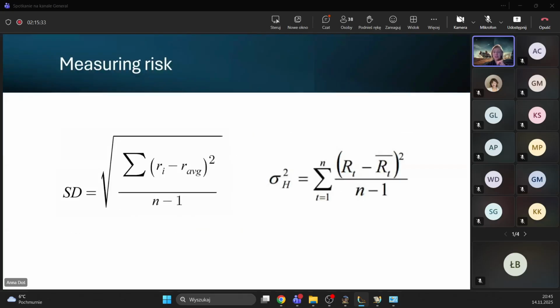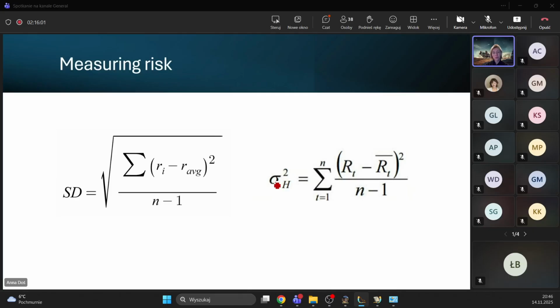I will skip this and I will go directly to measures of risk. And there are two measures of risk: standard deviation and variance. I purposefully show you two different notations. Standard deviation is often abbreviated as SD or sigma. Variance is SD squared or sigma squared. You know the statistics, so I will not repeat how to calculate the standard deviation or the variance.